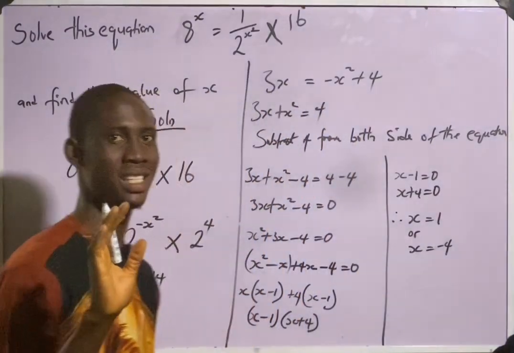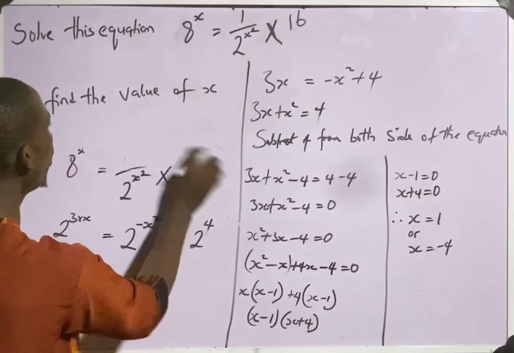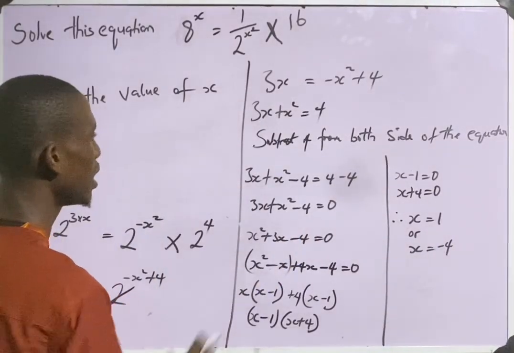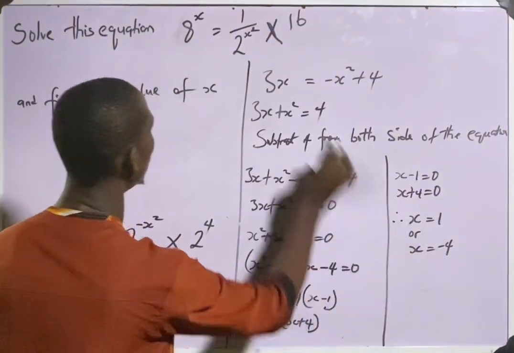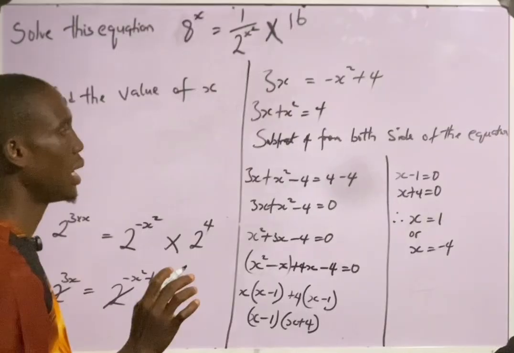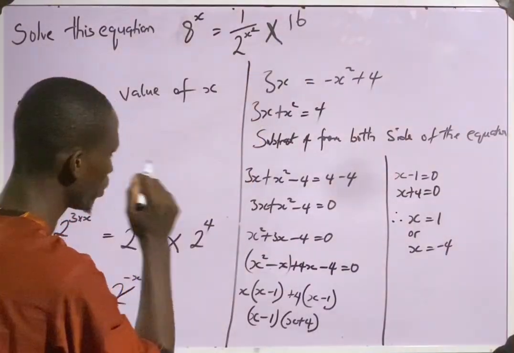So this is the secret I said I was going to drop. The secret is, how do we know that our answer is correct? Right? How do we know that our answer is correct? Let's substitute into the original equation and see if we are going to have the right answer.